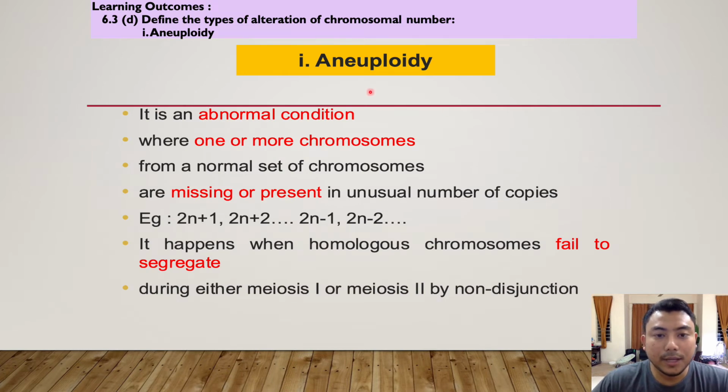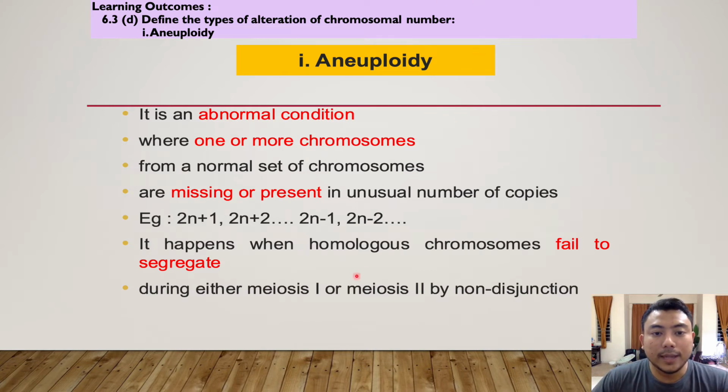Okay, aneuploidy. Aneuploidy ni it is an abnormal condition where one or more chromosomes from a normal set of chromosomes are missing or present. Present maknanya tambah lah, in unusual number of copies. Okay, for example, we know diploid, it is 2n. So in the normal setting, we have 46 chromosomes. So kalau let's say tambah satu kromosom, 46 campur 1, okay, jadi 47 kan? So that is 2n plus 1.